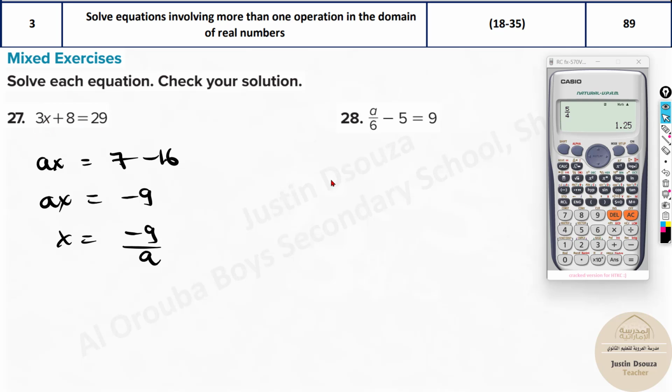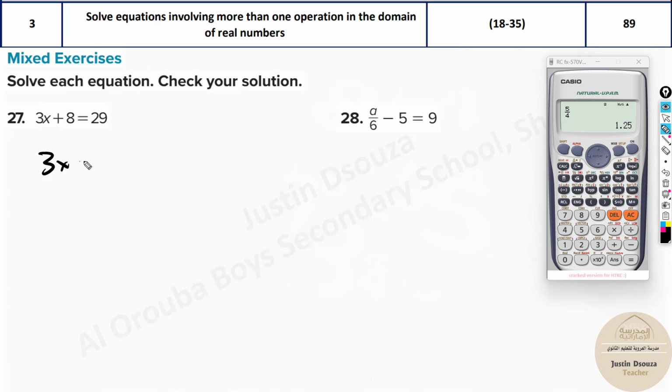Now here, there is a single variable. Single variable we have done already in the last section. So the same thing can be continued. Even over here, it's just a single variable. They are very simple and straightforward. How do you solve this? Just take 8 to the other side. That will be 29 minus 8.